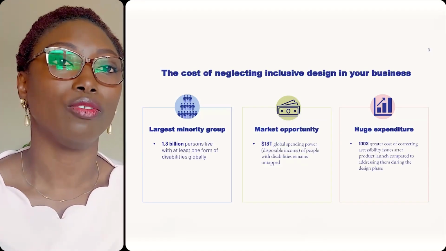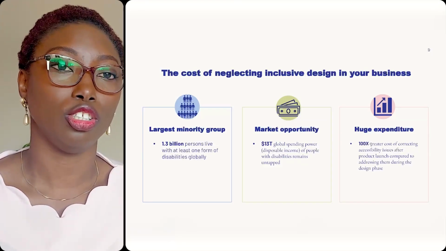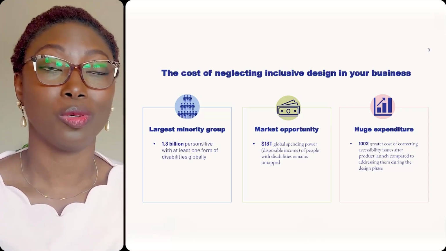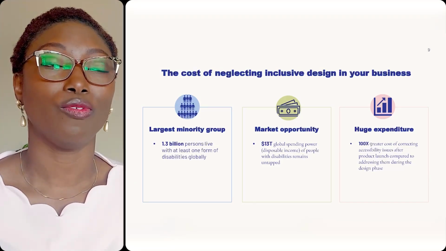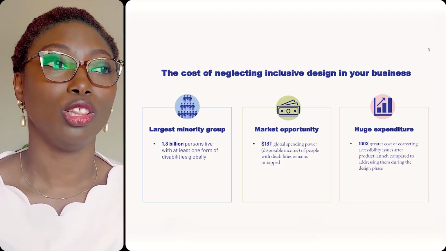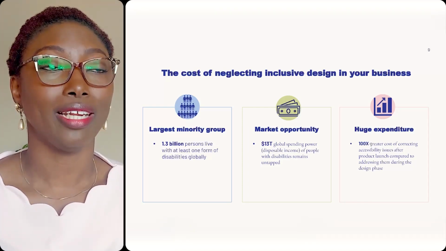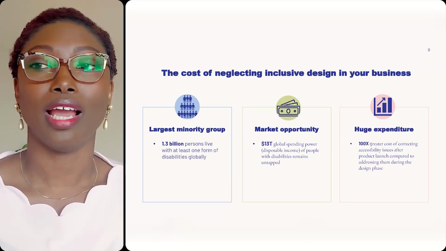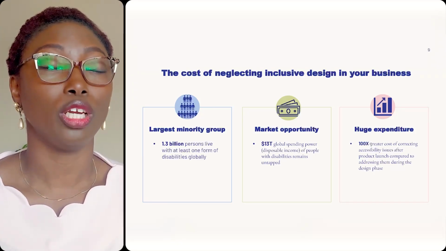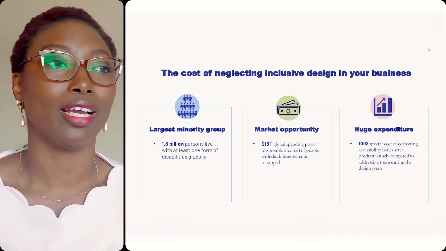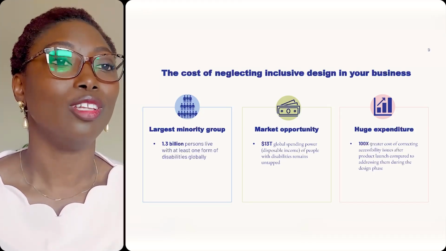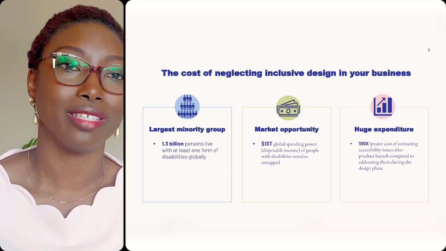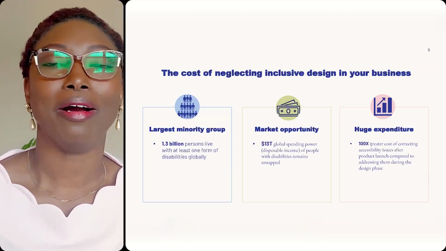When you don't account for these people in your research, in your design, in your product development, you're missing out. And also, this group of people account for $13 trillion in spending expenditure. They have a huge spending power. They have disposable income that they can shop with, they can buy things, they can use things the way everybody else uses things.